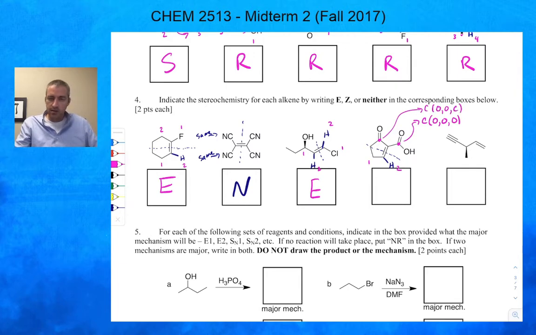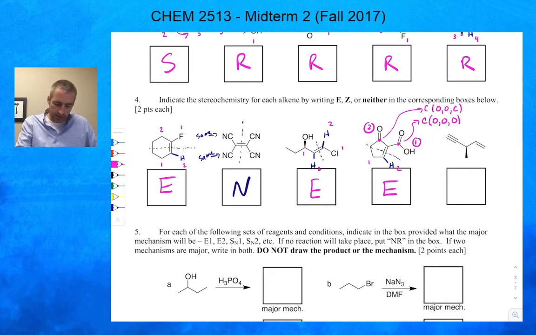So comparing these two, you compare the first elements, both oxygen, then you go to the second elements, both oxygen, then the third element, and you see oxygen will be carbon, so the higher priority group is the carboxylic acid, lower priority group is the ketone. Higher priority groups are across, so this is E.